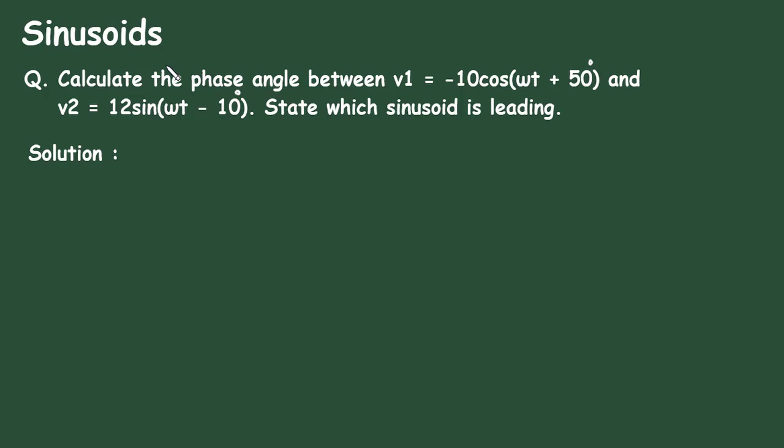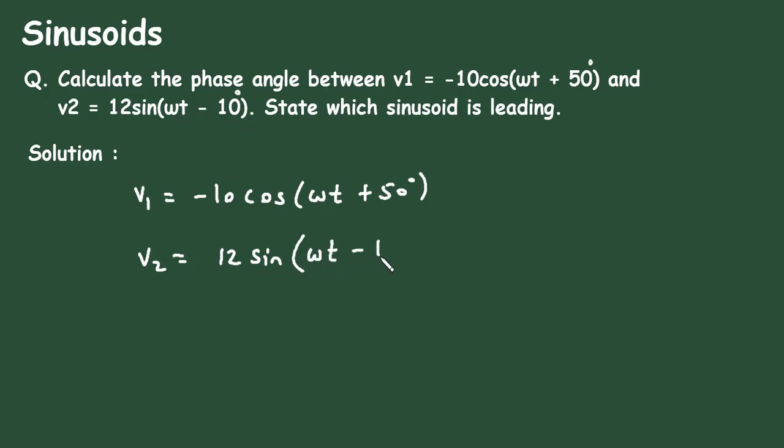In this video, we will see an example on sinusoids to calculate the phase angle between V1 and V2, and also state which sinusoid is leading. Solution. First of all, we will write what is given. V1 is equal to minus 10 cos (omega t plus 50 degree), and V2 is equal to 12 sin (omega t minus 10 degree).